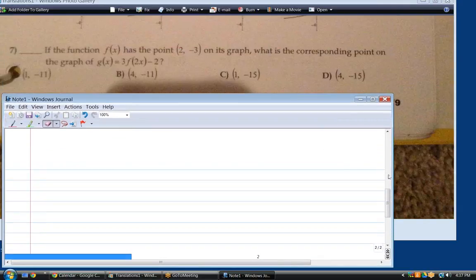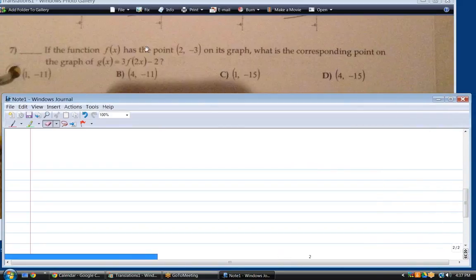They wanted to know that there is some function, we don't know what it is, but if it has this point on it, what is the corresponding point when you do this kind of translation? And I think what I told you before was that 4, minus 11 was the correct answer. Yeah. But notice this 2x, that's inside the parentheses. What does that 2 do? The 2 would shrink it by 1/2. So instead of being 2, it'll be 1. Yeah, so it's a 4, yes.